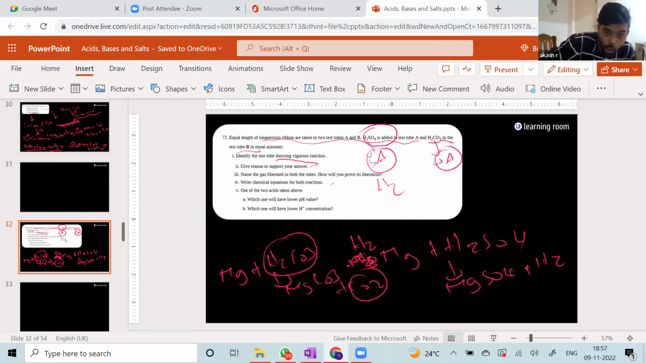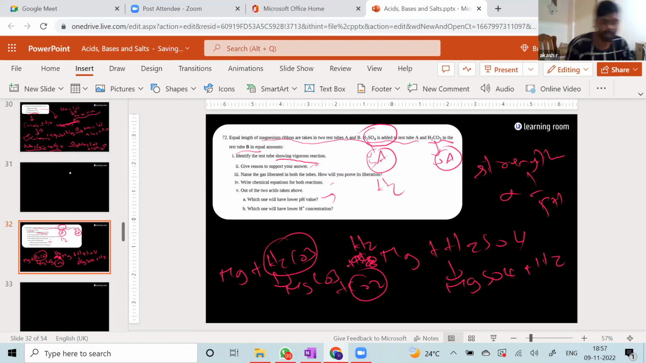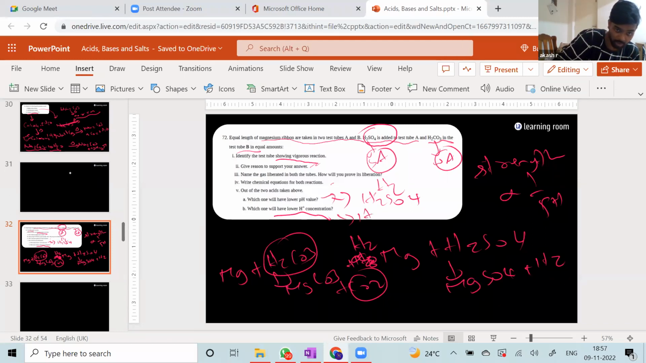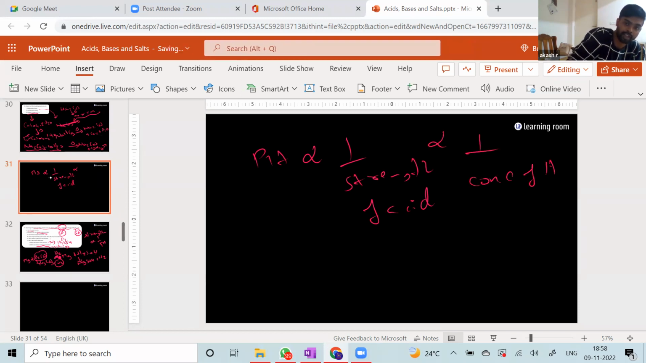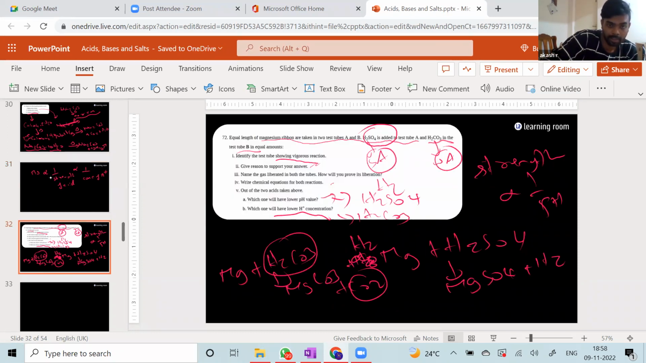Out of the two acids, which will have a lower pH? Again, this is a very important point. Strength and pH are inversely proportional. If I have a very strong acid, that is going to have a very low pH. So which one will have a lower pH? It is going to be H2SO4. Right. Which one will have a lower H+ concentration? That is going to be H2CO3. So the thing you have to remember is that pH is inversely proportional to the strength of the acid. And it is inversely proportional to the concentration of H+ also, because stronger acids will have a higher concentration of H+. Right? Fine. Next.